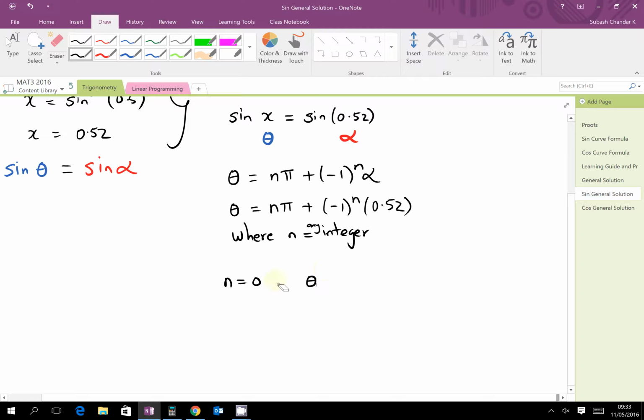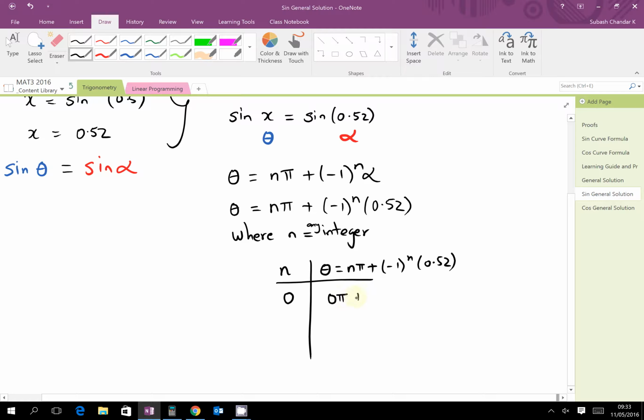So in other words, think about it like this. Create a small table. Just put n like that, and then theta here is n pi plus -1 to the power n times 0.52. If I substitute n as 0 and figure out what that value is, it's going to be 0 times pi plus -1 to the power of 0 multiplied by 0.52. If you work that out, you will get a value of 0.52. Can you work it out for me?